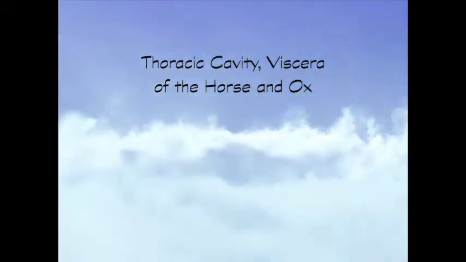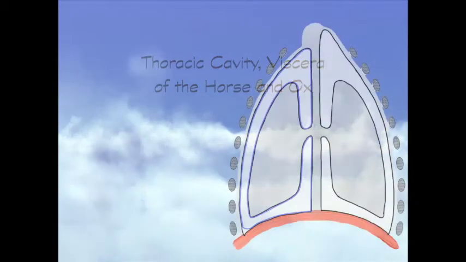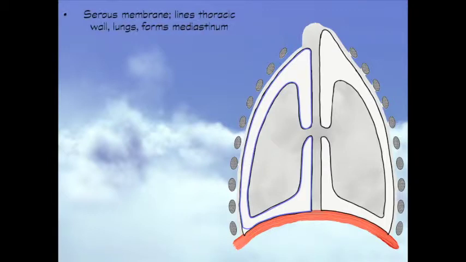Okay, so here we're going to have a look at the thoracic cavity. We see here that the thoracic cavity, as our other body cavities, are going to be lined by a serous membrane. Okay, and so that serous membrane is going to surround all the walls as well as the lungs. Now it's really two serous membranes in that we have one on each side, and then they come together in the middle to form the mediastinum.